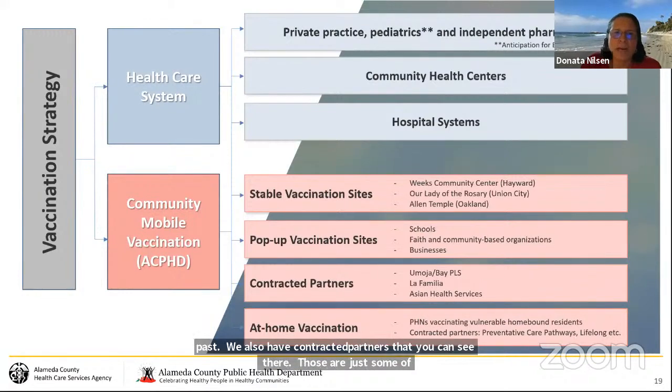And we also have at-home vaccination efforts that are ongoing. Not only our contracted partners are doing those, but also our own public health. We have a very small team that goes out to do that on a weekly basis. But just overall, we are continuing to look at very census tract-specific data to really get to those unvaccinated folks in our communities. Next slide.